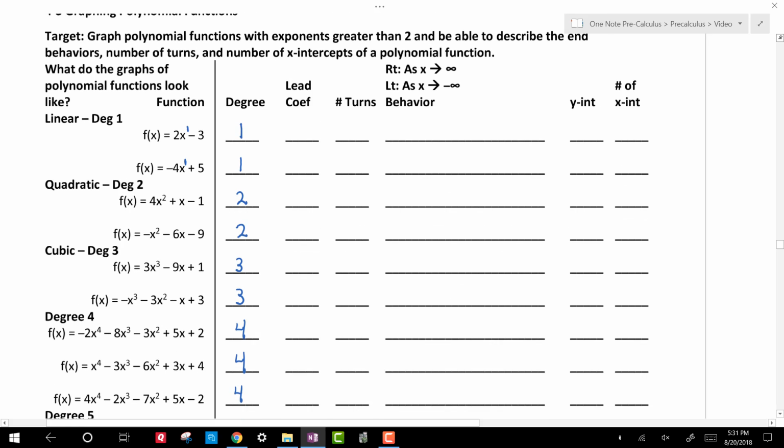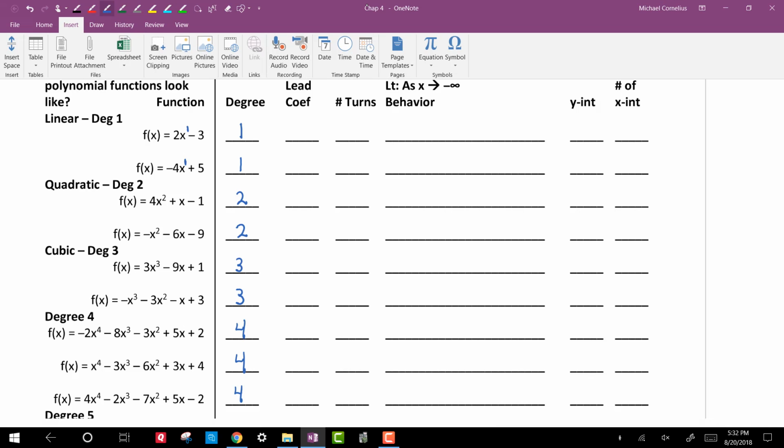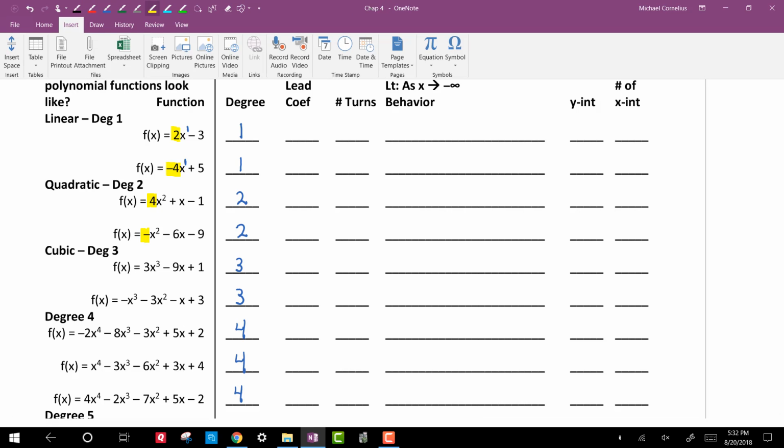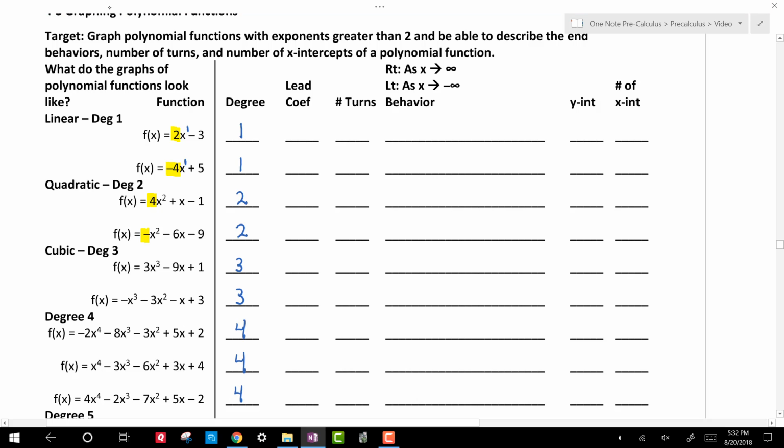All right? So some of the things that are going to affect the behavior of a polynomial are the lead coefficient. The lead coefficient is the number in front of your variable. I'll highlight the first few here. So the lead coefficient goes with the largest exponent. So there's my lead coefficient 2. There's my lead coefficient negative 4. There's my lead coefficient positive 4. There's my lead coefficient negative 1. Okay? So we want to look at what happens when the lead coefficient changes as well.